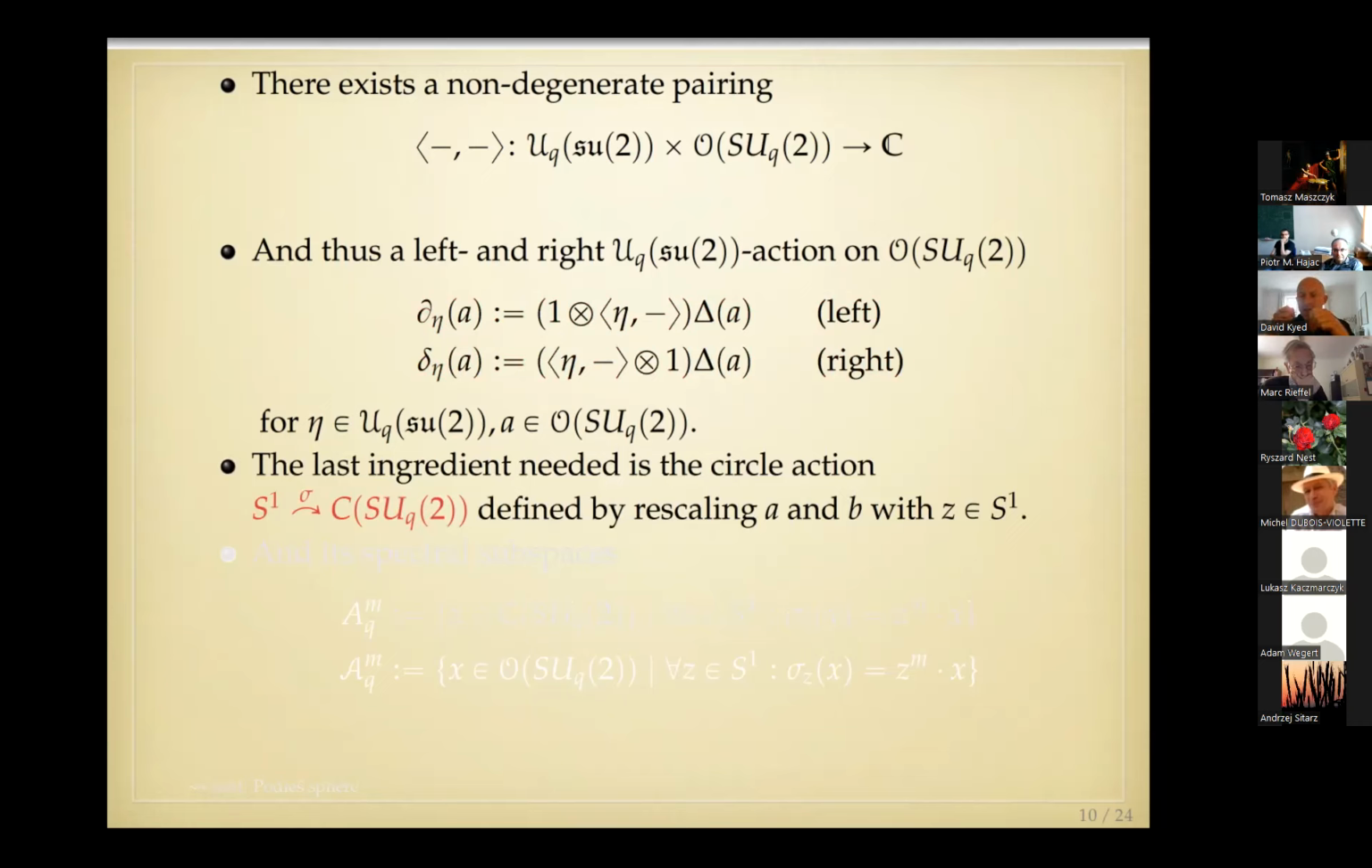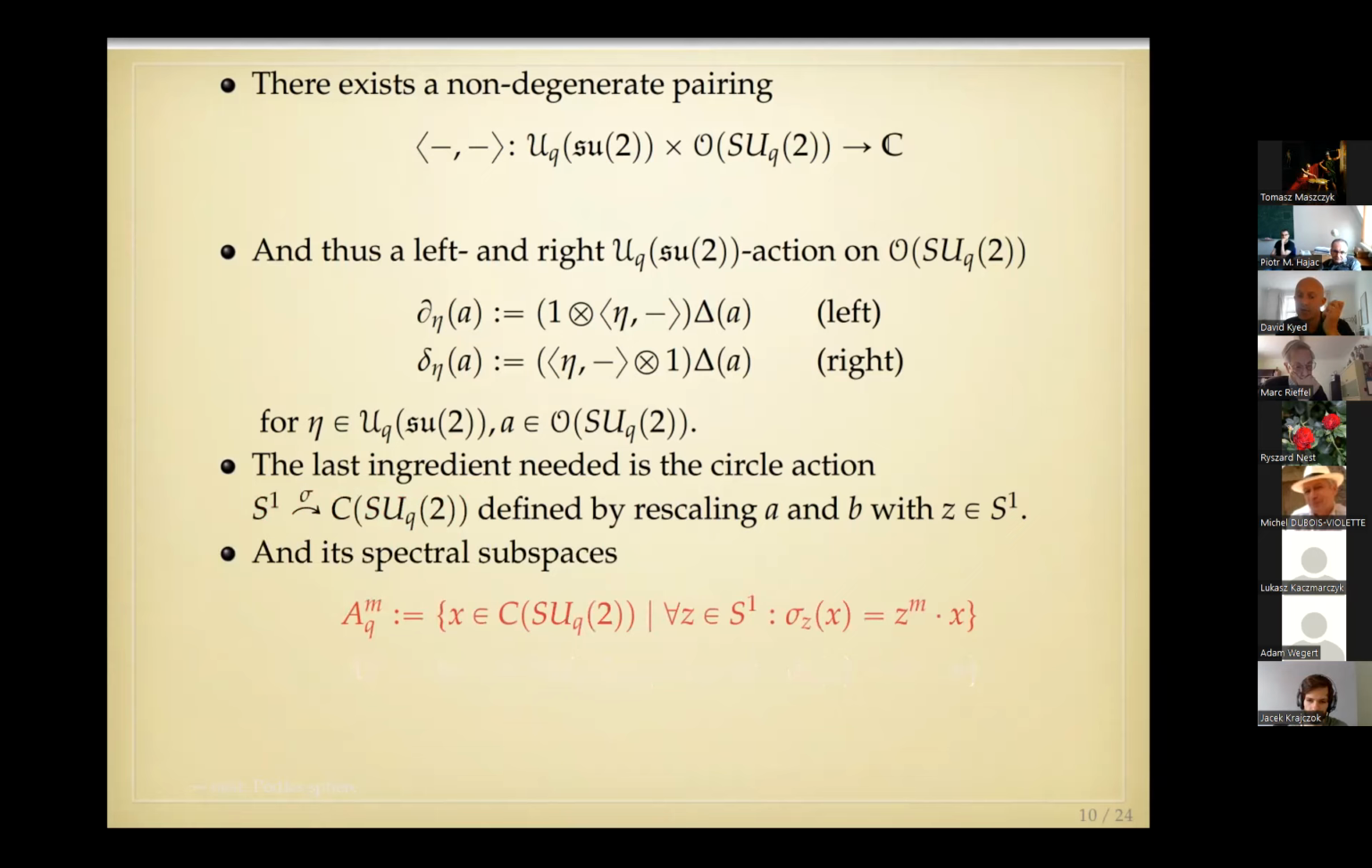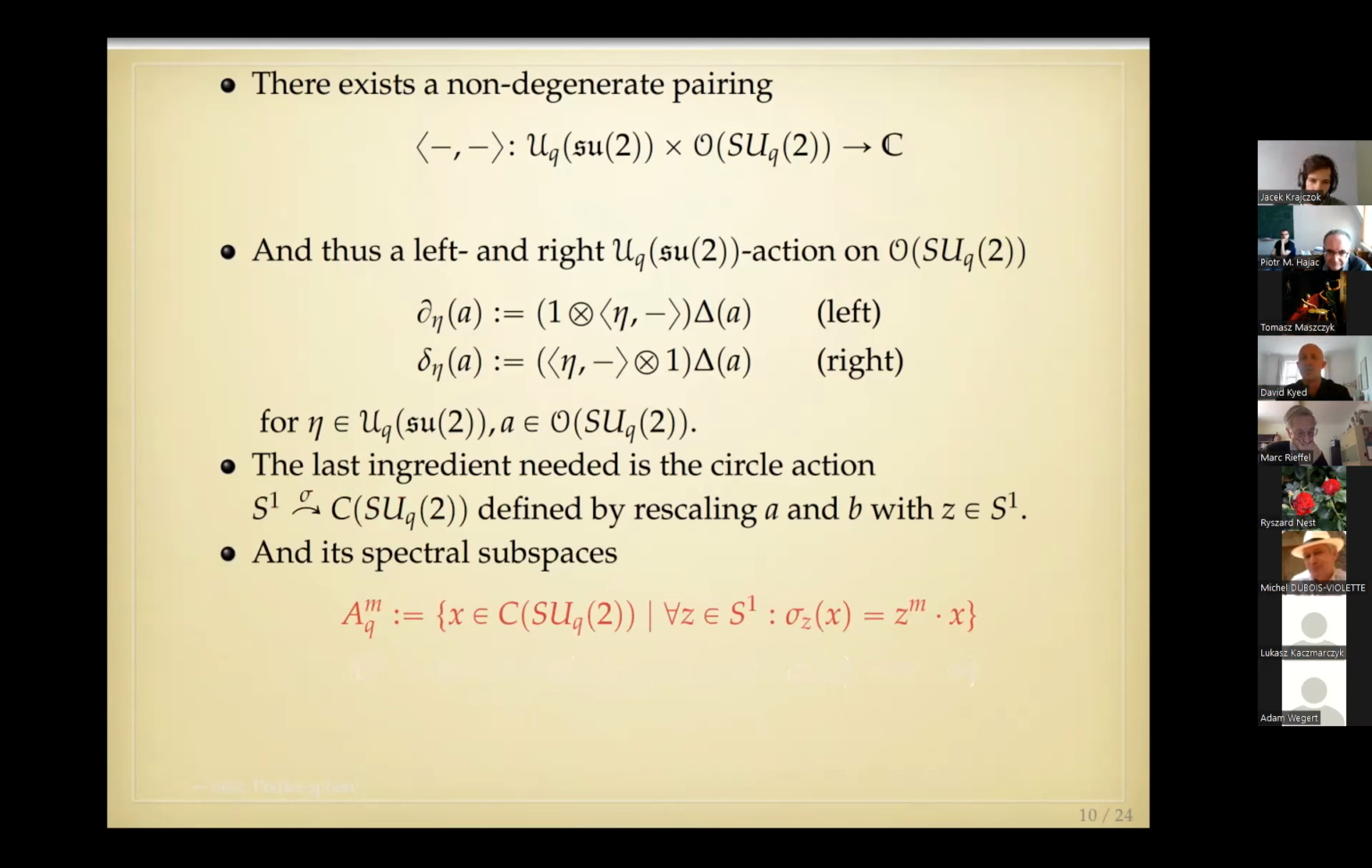And you can check quite easily that if you just rescale your generators with a complex number, then the rescaled version will satisfy the same axioms, and therefore you get an action of the unit circle. And once you have an action of the unit circle, you get spectral subspaces. So for each integer m, you get the mth spectral subspace, and this is just the elements where your action acts simply by z to the power m multiplied onto your element as a scalar. And it has an algebraic analog because this action preserves the coordinate algebra. So you can also look at the algebraic spectral subspaces.